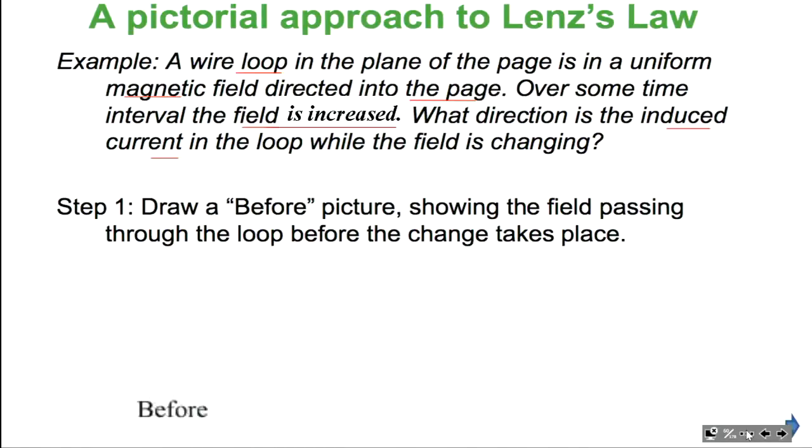A loop, we can draw any shape: circle, square, triangle. Well, circle is fastest. In a magnetic field pointed into the page. That's the picture which demonstrates the initial situation, which has a name, before something has happened. All right.